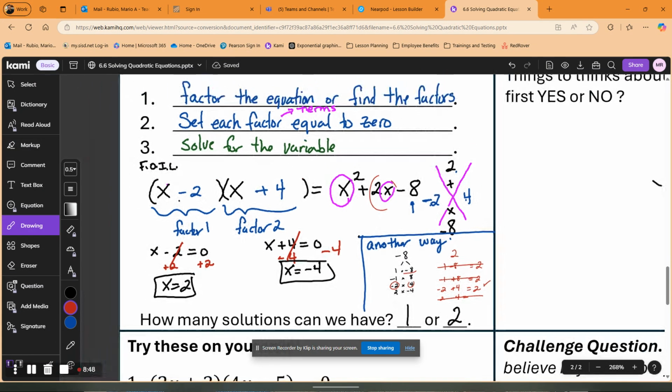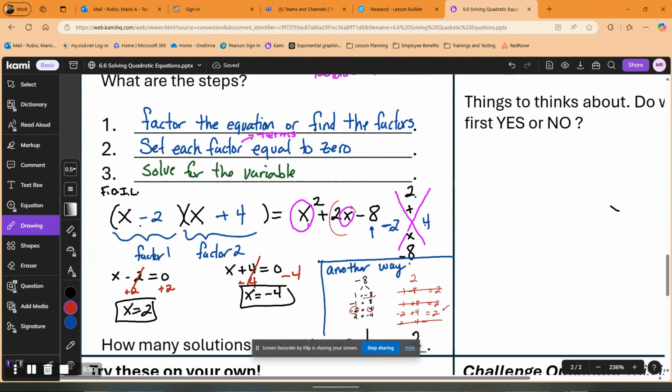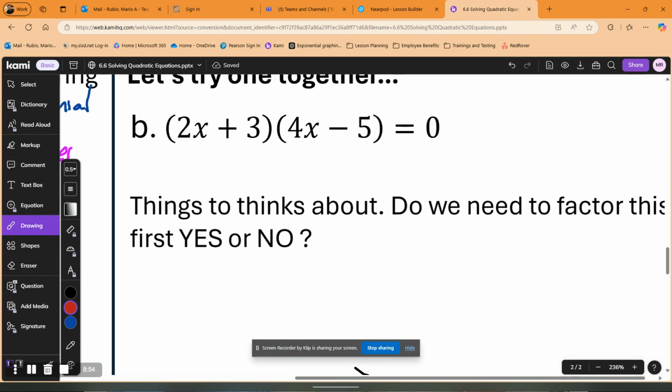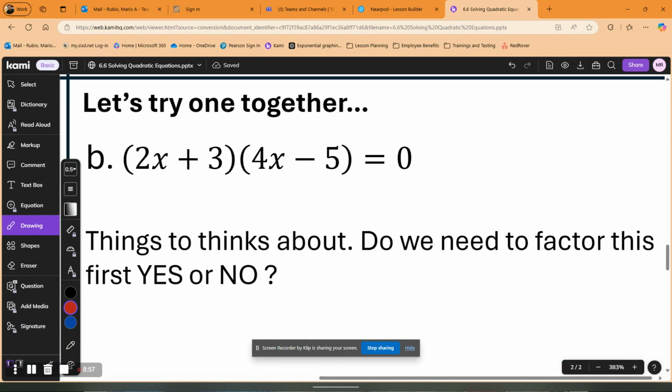It's always a tough time trying to figure out the factoring part. So once you get the factoring, the next step is kind of straightforward. Let's solve one together. So we have 2x plus 3 times 4x minus 5.